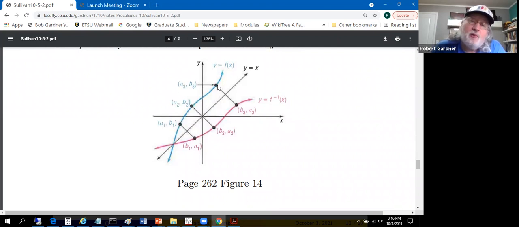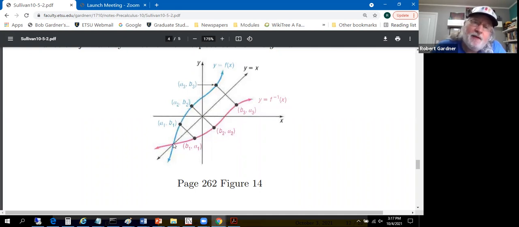So we'll take this point and reflect it about the line y equals x. It means draw a line perpendicular to the line y equals x and extend it the same distance beyond the line y equals x as the distance from the point to the axis. So whatever this distance is, travel that same distance, and that's how you find mirror images. And that allows us to take these 3 points and produce these 3 points.